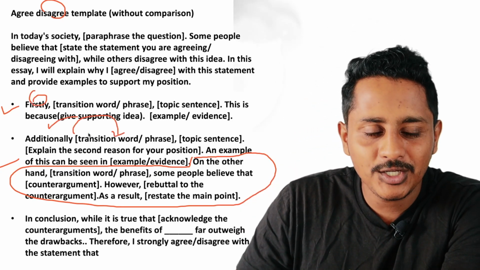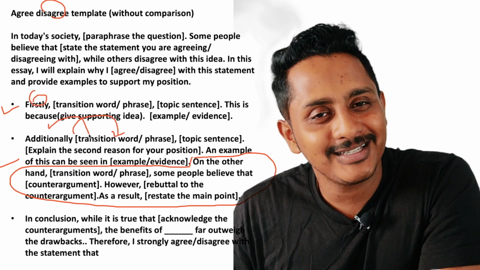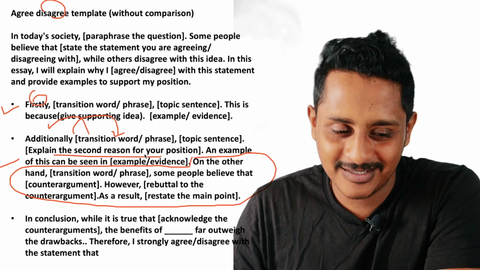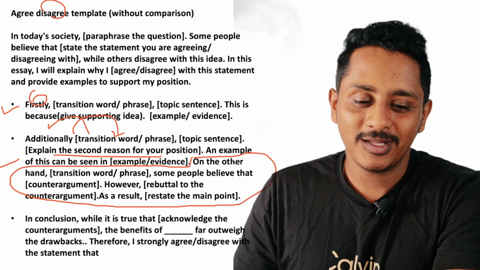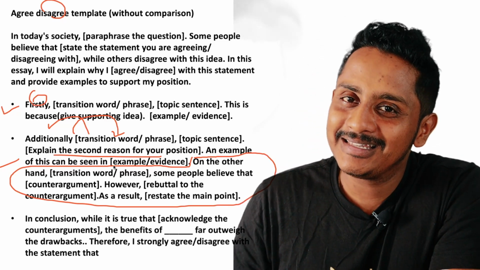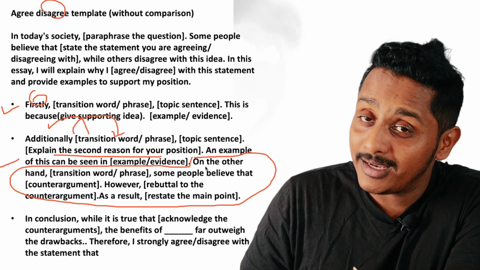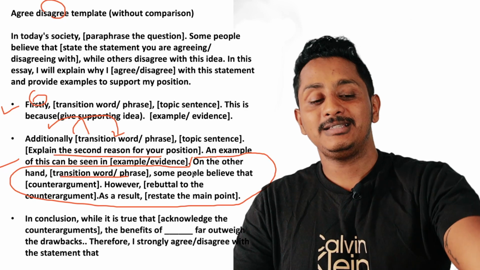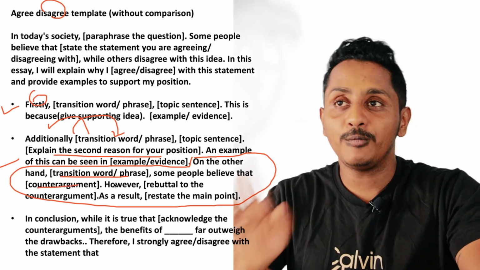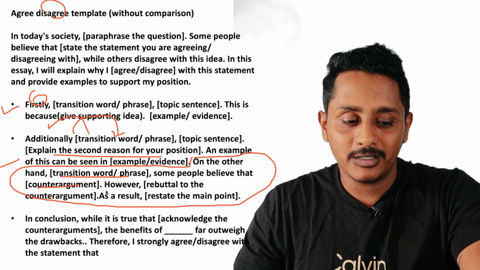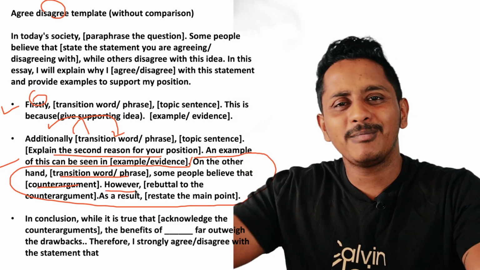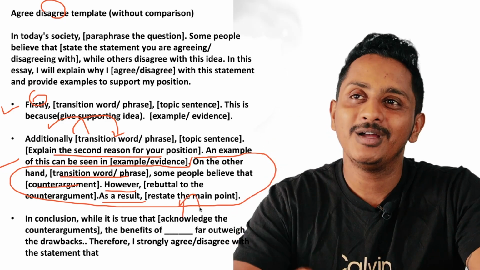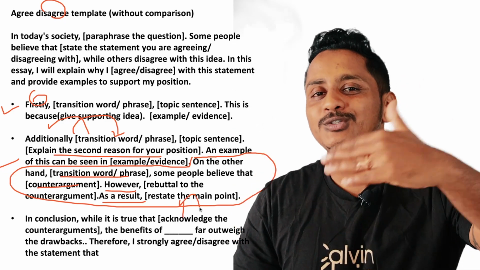Additionally, one more idea on why you agree. Then explain the second reason, that is the supporting points. An example of this can be seen. Example done. On the other hand, you take up the other side. Some people believe that counter argument, the opposite is true. However, this cannot be because of blah blah reasons, and hence as a result, it is always true that this is the, you just go in favor of agree.